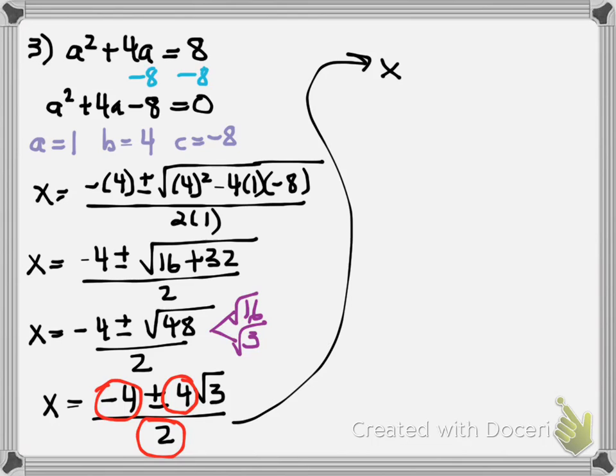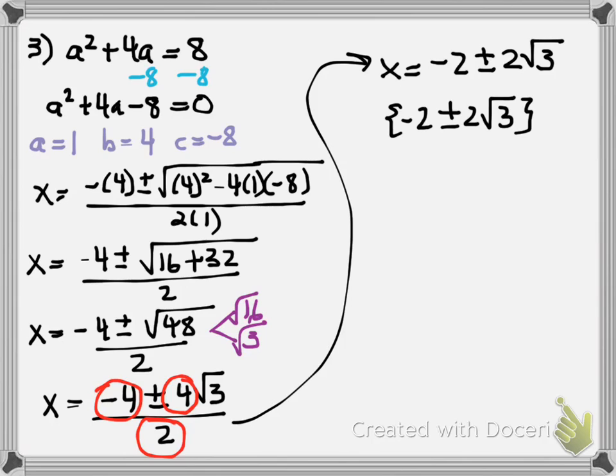So I get x equals negative 4 divided by 2 is negative 2, plus or minus 4 divided by 2 is 2, and then radical 3. And then 2 divided by itself is 1, and I don't leave 1 in the denominator. So my answer is negative 2 plus 2 radical 3, and negative 2 minus 2 radical 3.